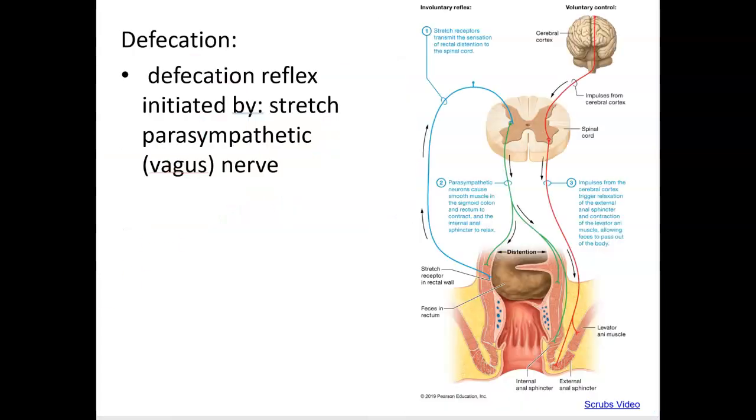And then I said we were going to end with pooping, with defecation. So we ended the last one with vomiting. This one will be pooping. So the reflex, we're not going through every step, but just know it's a stretch reflex. As the fecal matter enters the rectum and stretches the rectum, it sends information to your spinal cord and brain. So you know you got to go.